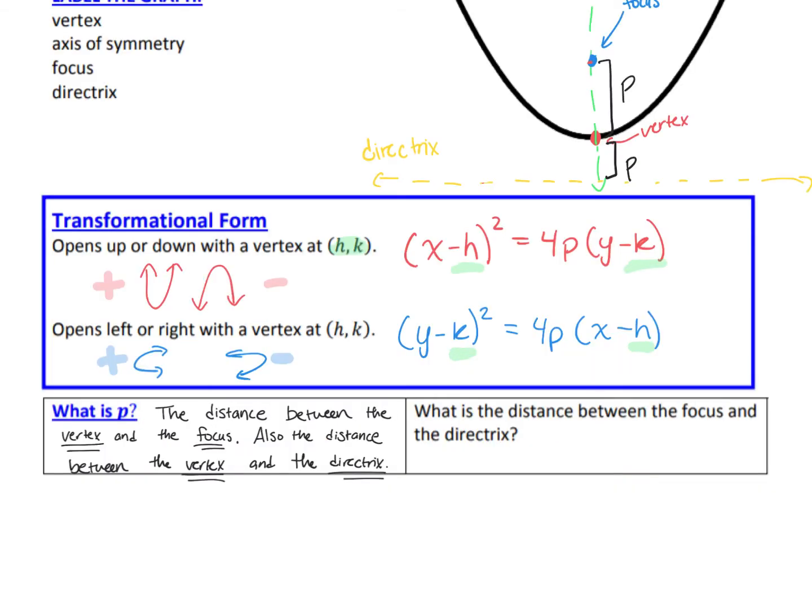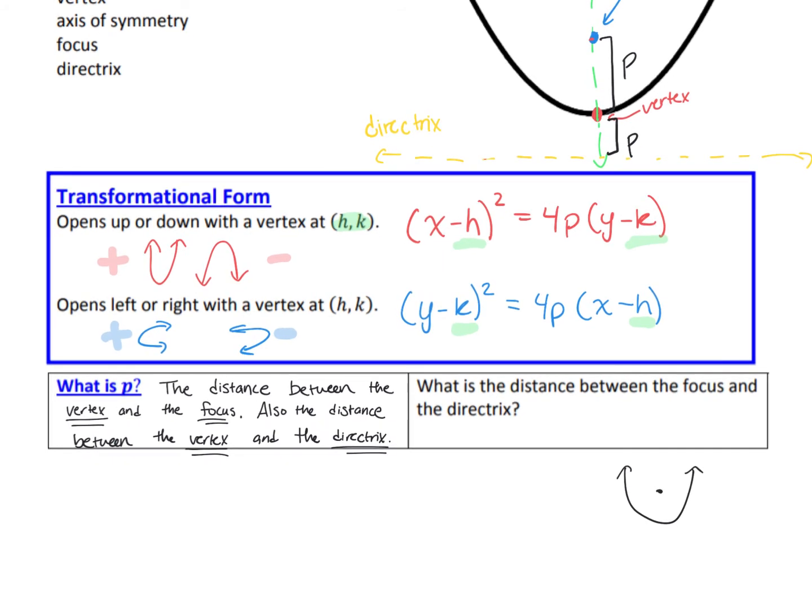Okay, so what is the distance between the focus and the directrix? Let's draw just a quick sketch here to see. So we have our parabola here, we have our focus right here, somewhere in the middle of that, and that directrix, kind of what I mentioned, it's like behind the parabola.